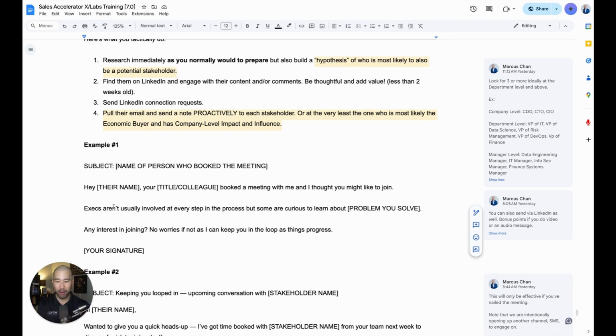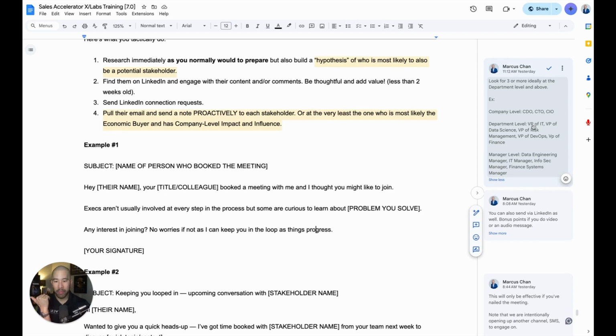Now, on top of that, you can see this is very, very simple. You also can use the same messaging via a voice note or a video message, right? That might sound something like this. Let's say, for example, you want to book a colleague, so maybe the VP of IT booked, and you want the VP of data science to join as well. That might sound something like: hey Marcus, Bob, your colleague over in data science, booked a meeting with me, and I thought you'd like to join.